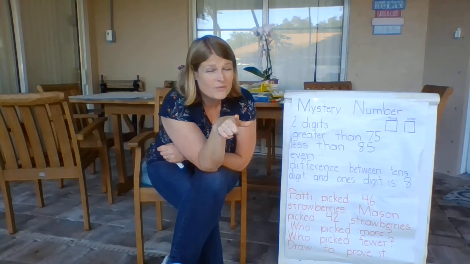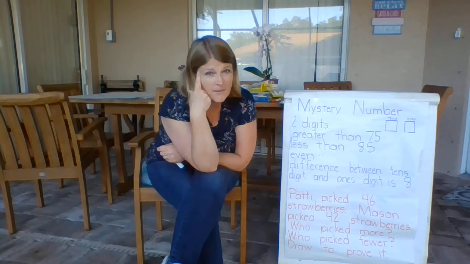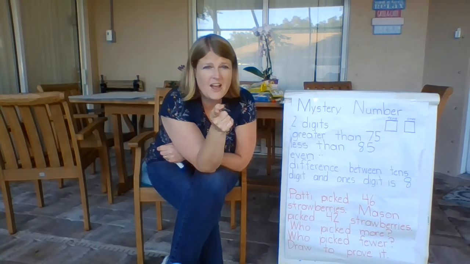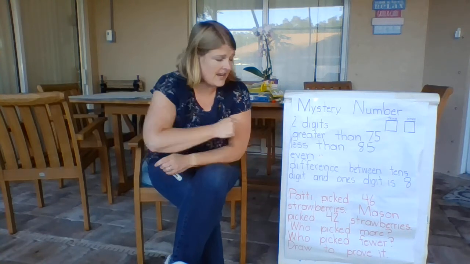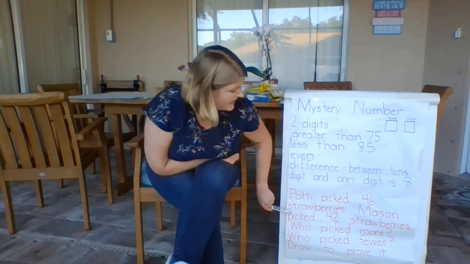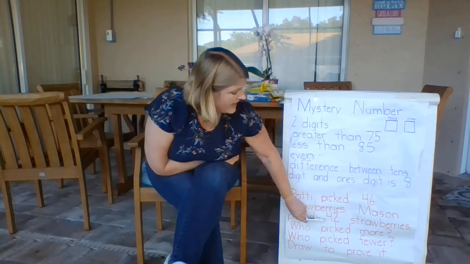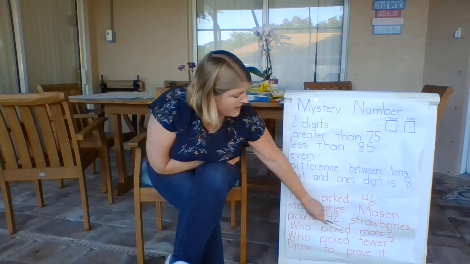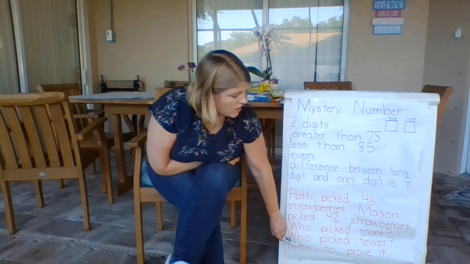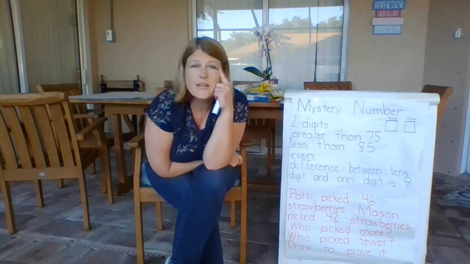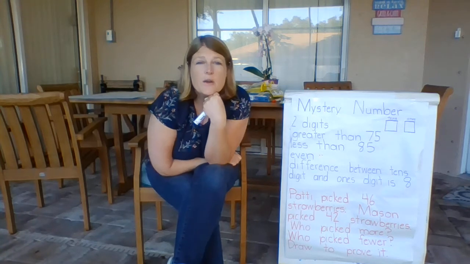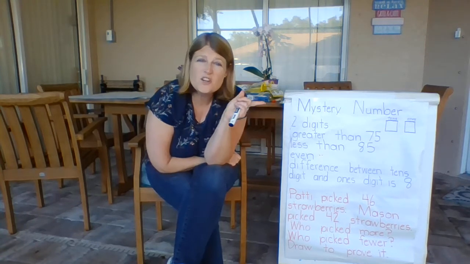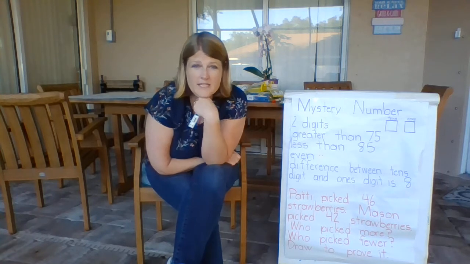So now we're going to read it our third time. I'm going to give you some think time, and then you're going to tell me, how are you going to prove it? What is your math going to look like today? Okay, let's read it again. Patty picked 46 strawberries. Mason picked 42 strawberries. Who picked more? Who picked fewer? Draw to prove it. Think about what you're going to do, please. Okay, tell me your plan. What are you going to do to prove who picked more and who picked fewer today?